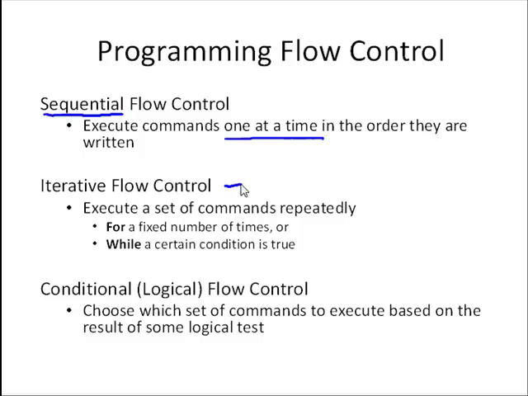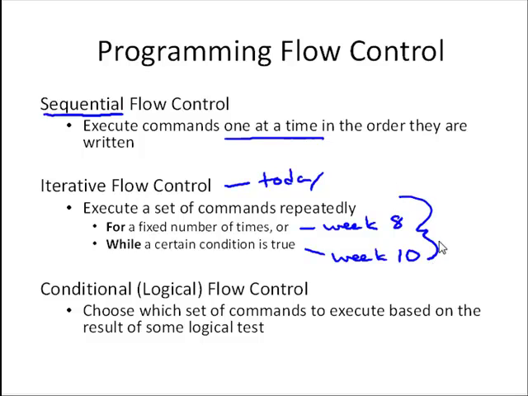Today, in this video, we're going to talk about iterative flow control, and in particular, for loops. So iterative flow control is where we want to execute a set of commands repeatedly. Either we might do that for a fixed number of times, and that's this week, here in week 8, or we might do that while a certain condition is true, and we're actually going to skip over to week 10 to talk about that type of iterative flow control. So we have two different types of loops. We call all of these loops because we're going to loop through a section of code multiple times.